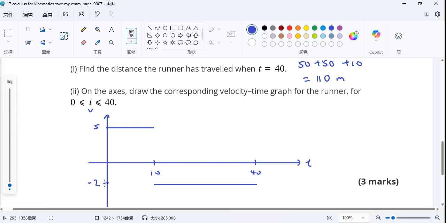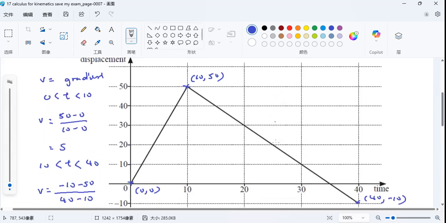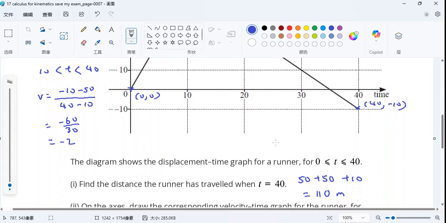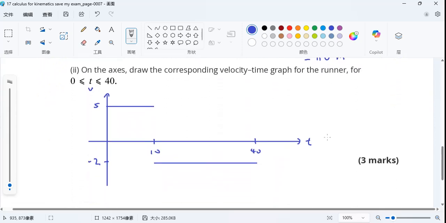Done. So for part A here, we know that what it travels is from 0 until 50 and then goes back to negative 10. So it's 50 plus 50 plus 10. Total distance traveled is 110 meter.